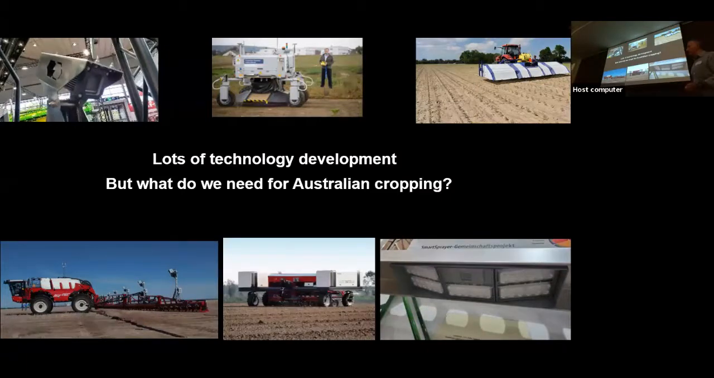There's a little bit happening in Australia, but I don't know that we've really looked carefully at what the technology opportunity is in Australia. And to do that, I think we have to actually start by focusing first on the cropping system and then figuring out what we actually need of all this technology development to help us recognise and control weeds site-specifically in cropping systems.